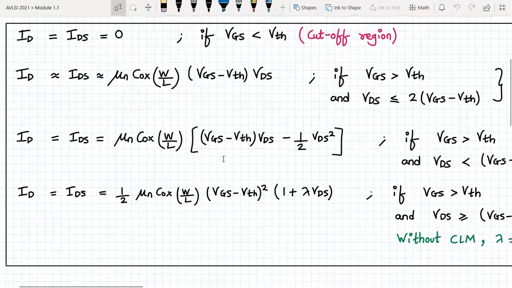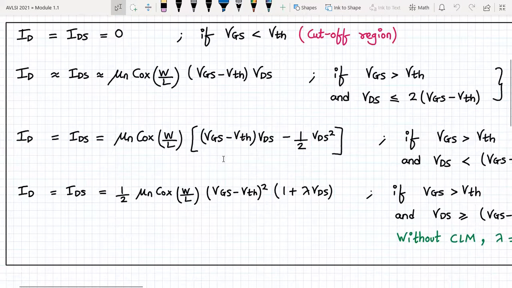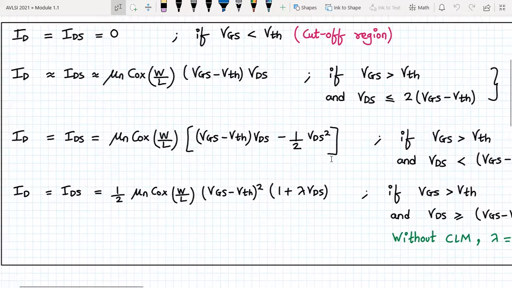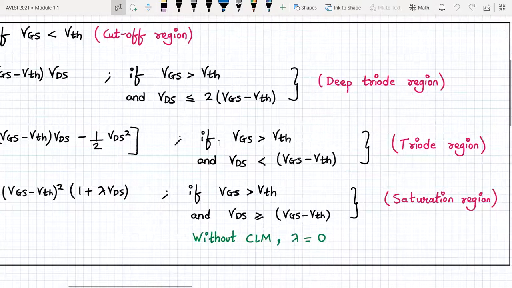For the triode region, the current equation is given by ID is equal to mu n Cox W by L into VGS minus VTH into VDS minus half VDS square. And the condition of the triode region will be VGS should be greater than VTH and VDS should be less than VGS minus VTH. Remember, VGS minus VTH is also called the overdrive voltage.